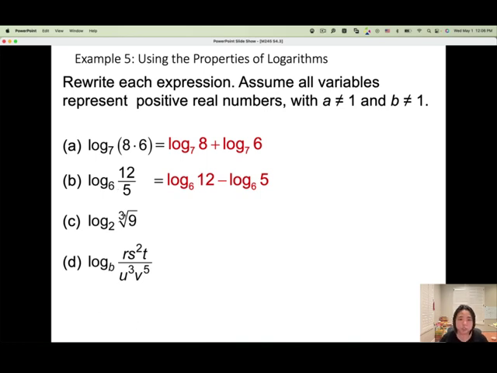This guy, we have the cube root of 9, okay? So we could write it as an exponent. That will be 9 to the power of 1/3. And then the 1/3, you could put it in the front.